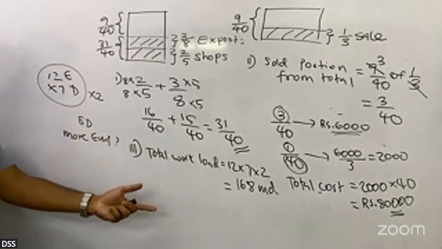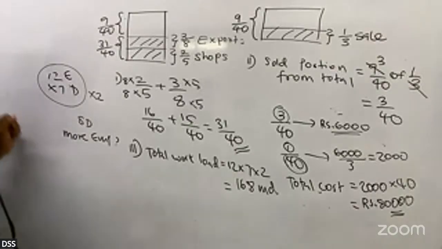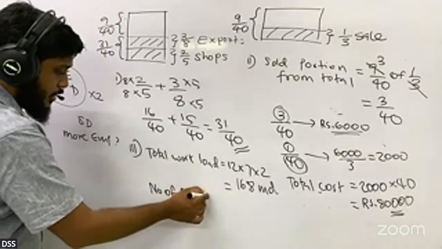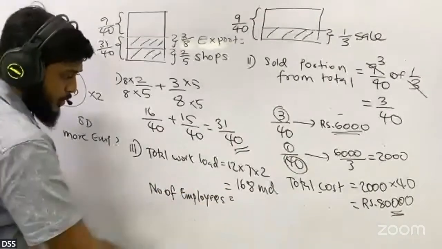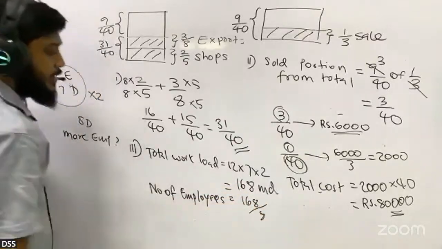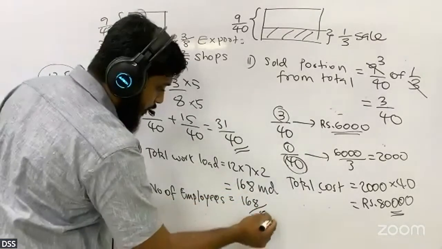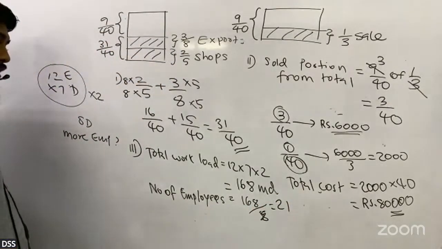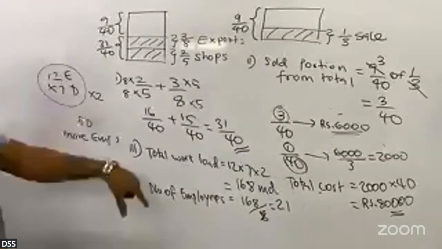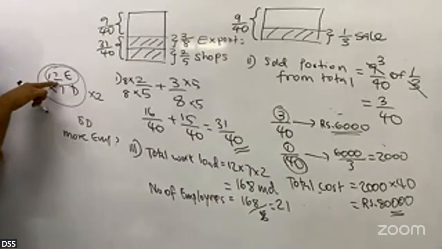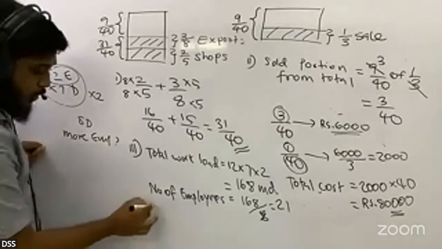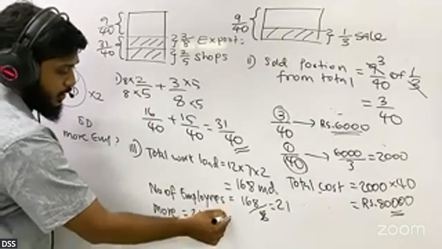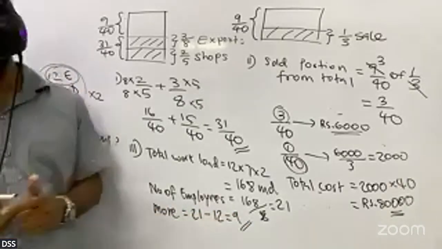You have to finish this workload in how many days? 8 days. So the number of employees needed is 168 divided by 8, which gives 21 employees. Already how many are working, children? 12 people are already working. They have asked for more employees. More is 21 minus 12, equal to 9. That is my answer.